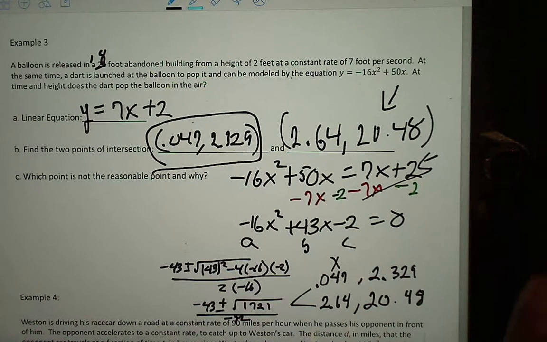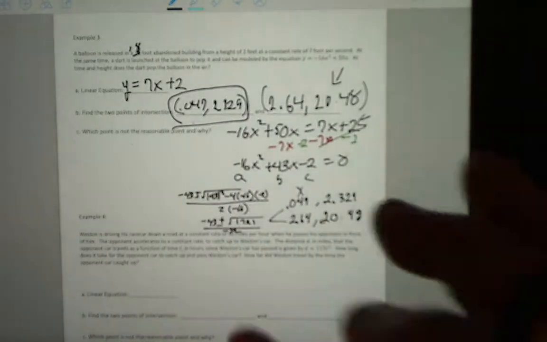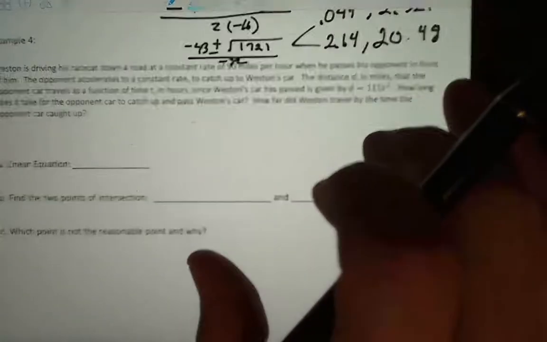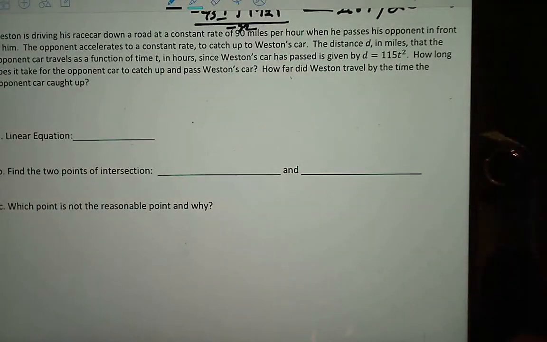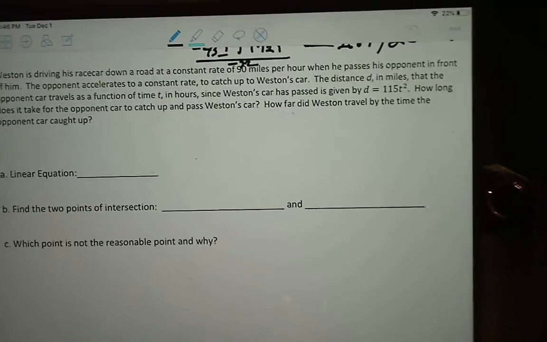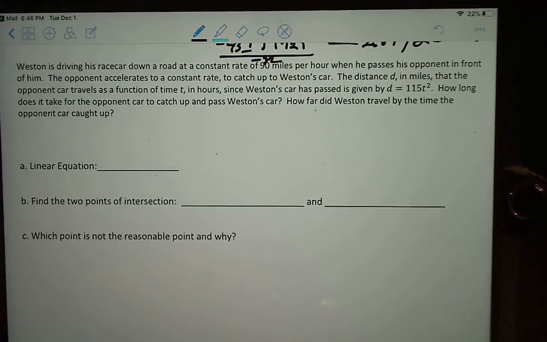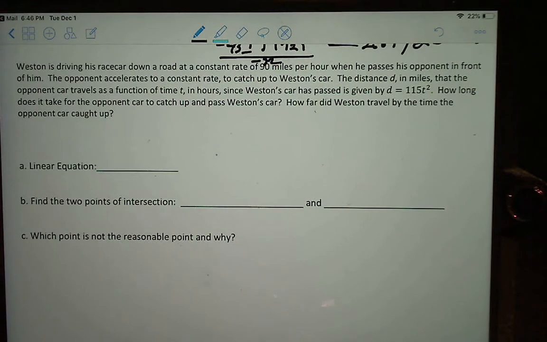Anyway, so that's when we talk about reasonableness. Last one, and I question myself now when I type these out, what I'm actually typing. But try it first, and then I'll come back and show you the rest of it.